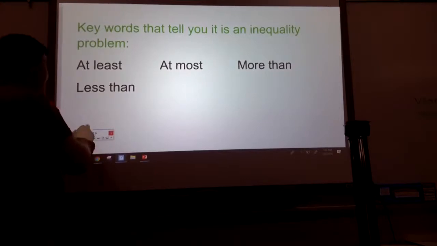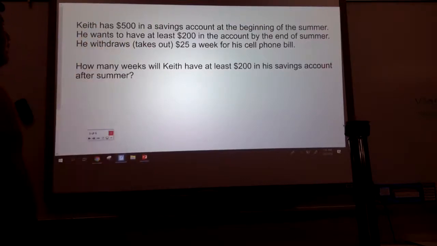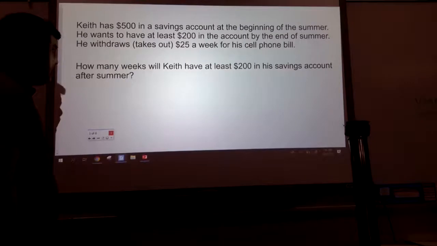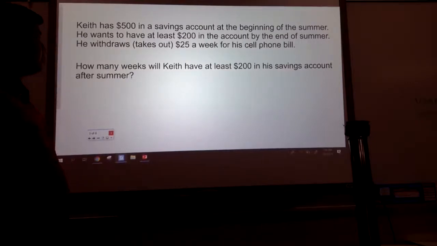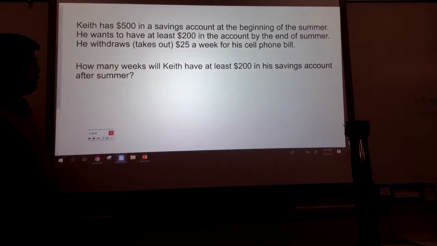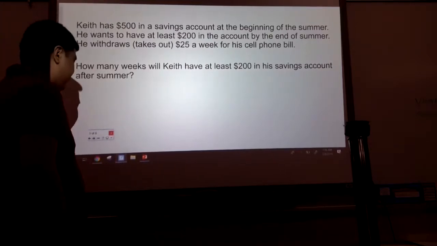So let's take a look at one. Keith has $500 in his savings account at the beginning of the summer. He wants to have at least $200 in the account by the end of the summer. He withdraws, takes out $25 a week for his cell phone bill. How many weeks will Keith have at least $200 in his savings account after summer?